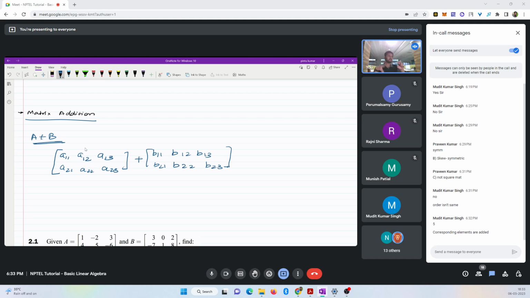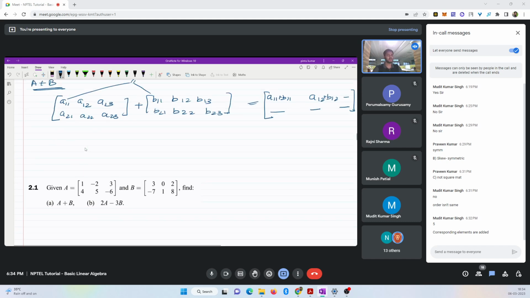First of all, their sizes need to be the same. They need to be of the same size so that we can add them. Then your first element gets added to the first element and you obtain the first element of the summation matrix. So this first entry would be A11 plus B11. Next one would be A12 plus B12. And you can fill the rest of the entries so on. Okay, this is how we add two matrices.